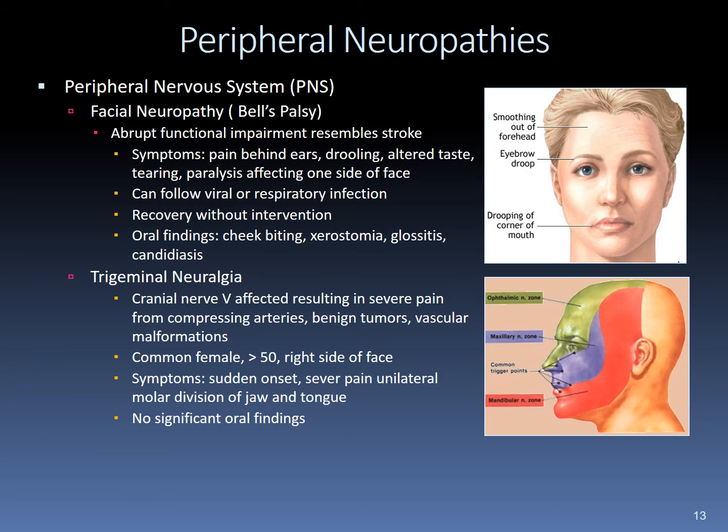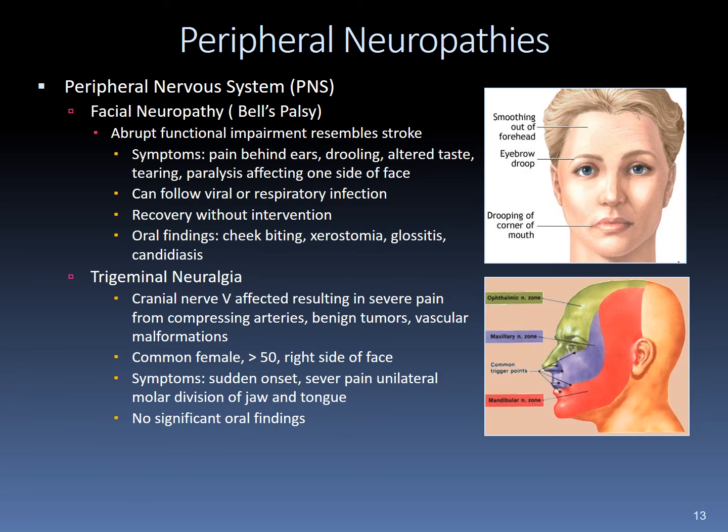Oral findings involve cheek biting, xerostomia, glossitis, and candidiasis. Trigeminal neuralgia, which involves the fifth cranial nerve, resulting in a severe pain from compressing arteries, benign tumors, or vascular malformation, is also in this category.